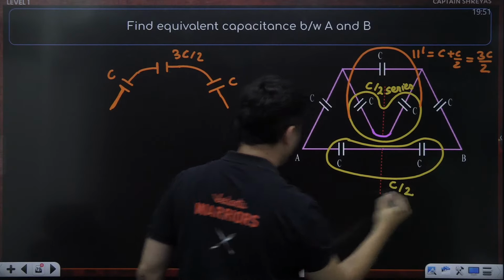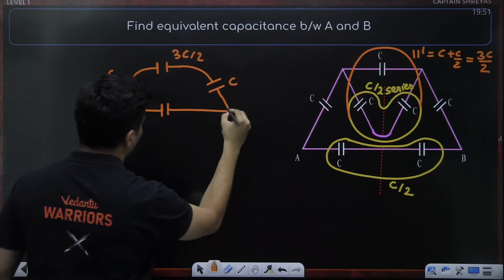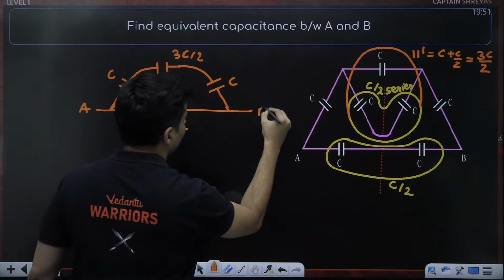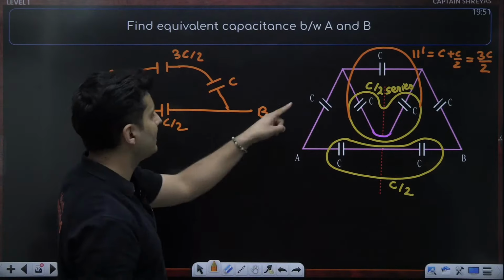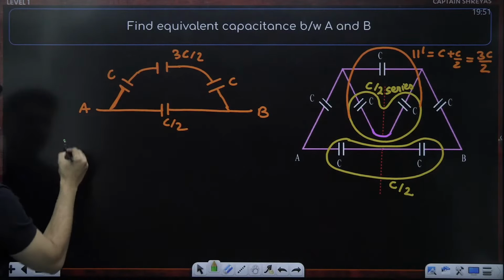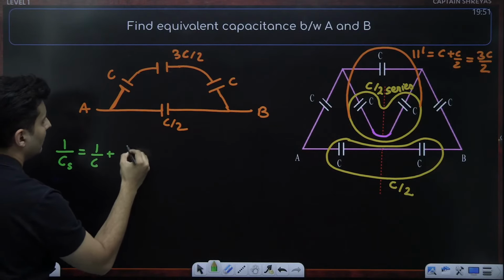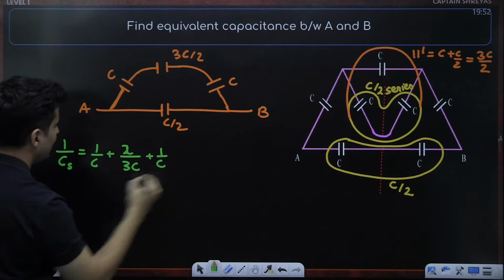So it will be also C by 2 again. So you will have C by 2 over here. This is A, this is B. On the top, because they are all in series one after the other, we'll have to use the series formula. So 1 by CS is 1 by C plus 1 by 3C by 2 plus 1 by C.